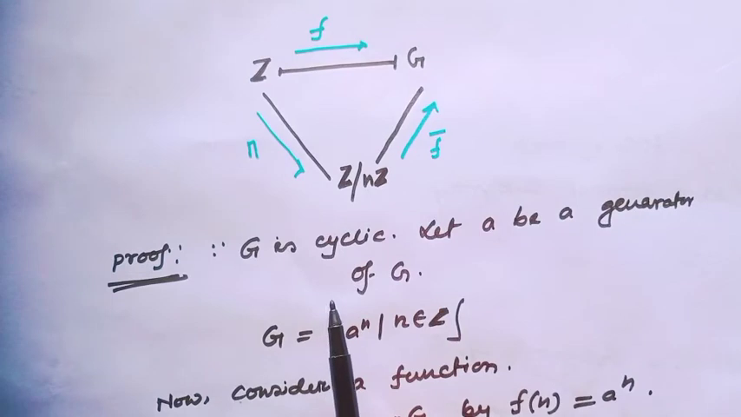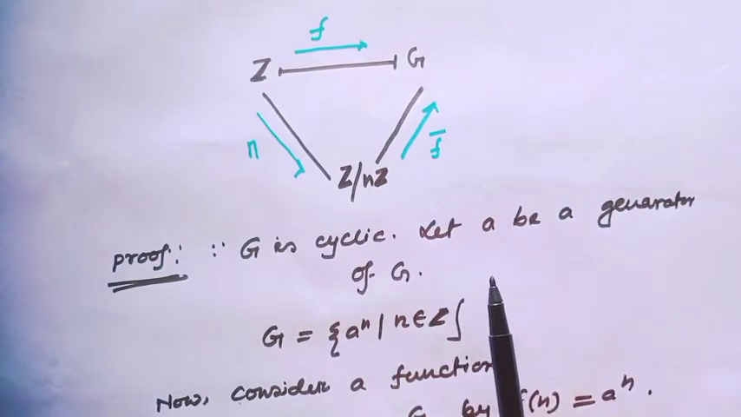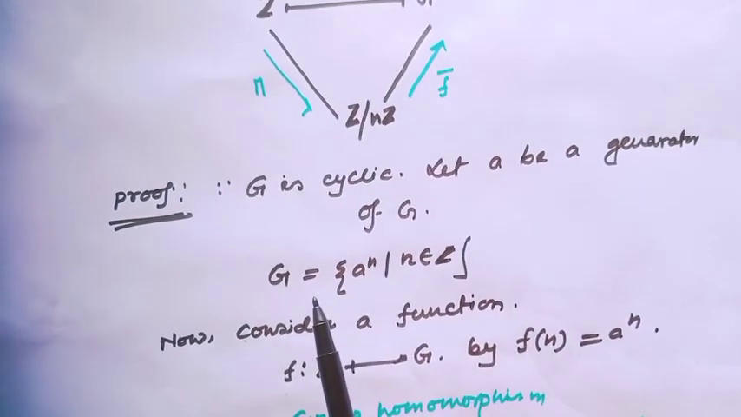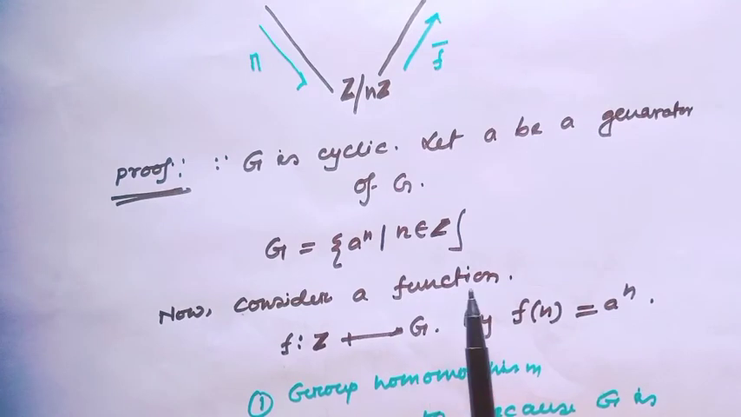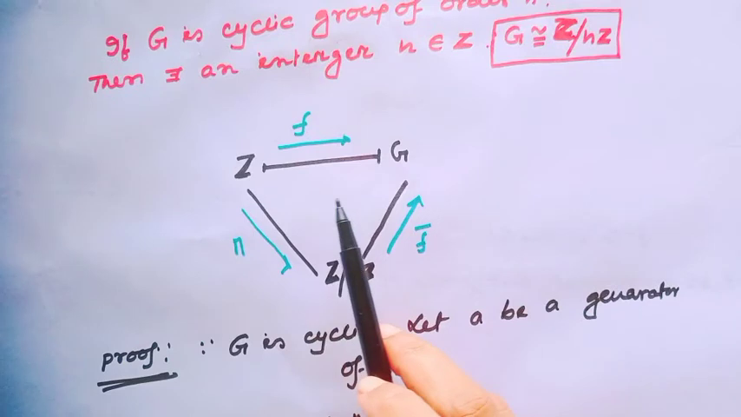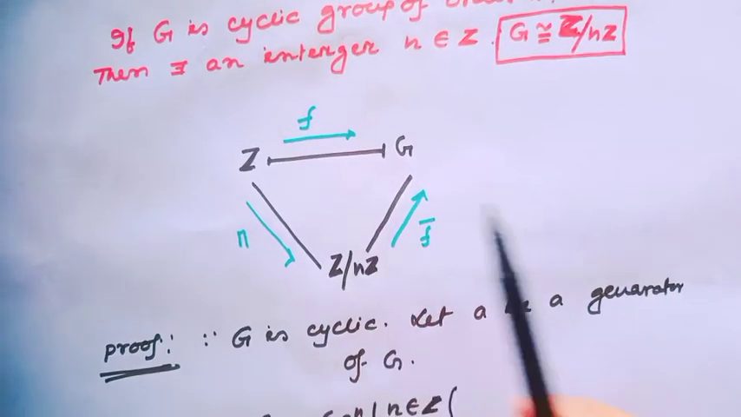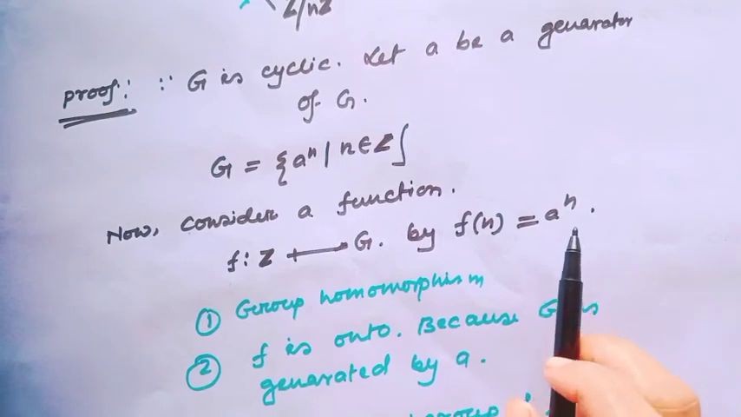Since G is a cyclic group, let a be the generator of capital G. Then consider capital G equal to a to the power n such that n is a member of Z. And consider the function f from Z to G. Look at the diagram again. Okay? By f of n equal to a to the power n.